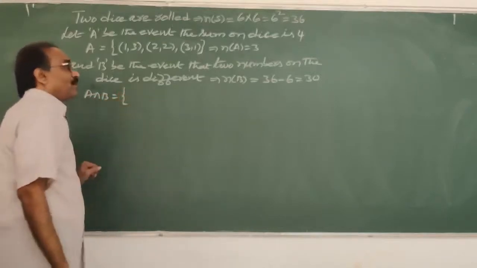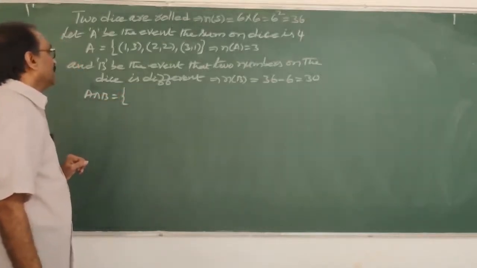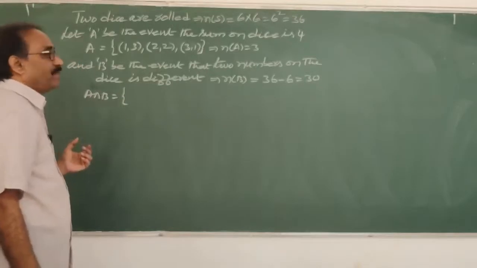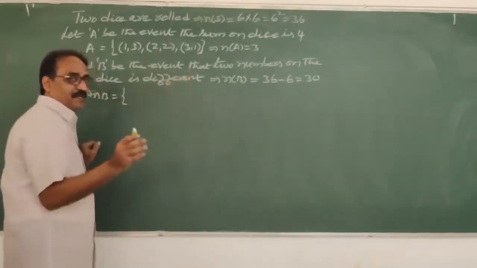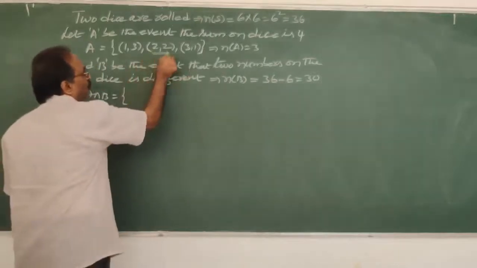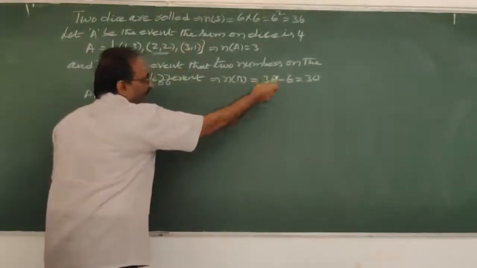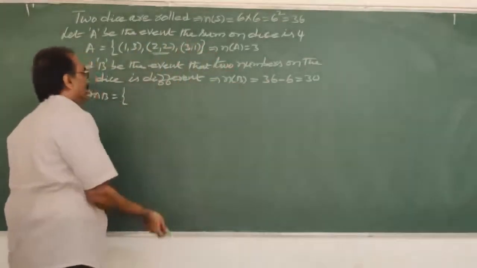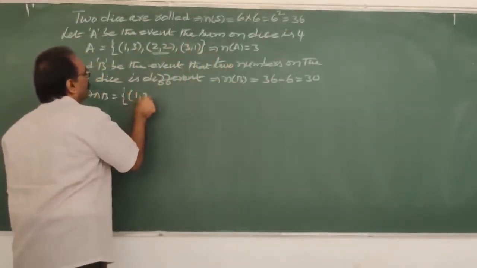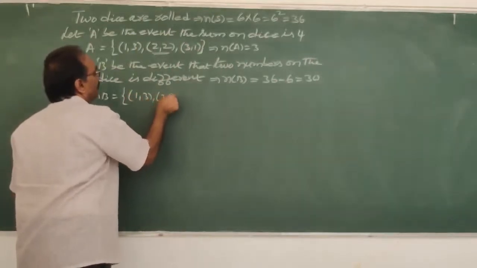So conditional probability means the intersection you want. A intersection B means what is common. Except the same numbers, everything is common. How many same pairs are there here? 2,2 won't be here. In these 30, 2,2 won't be there. So 1,3 will be there, and 3,1 is there because they are different. So A intersection B here also has 1,3 and 3,1.